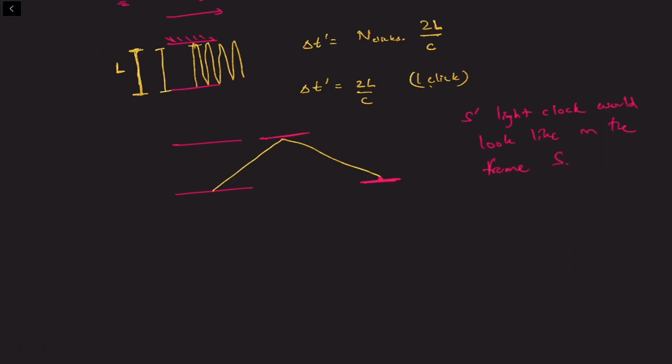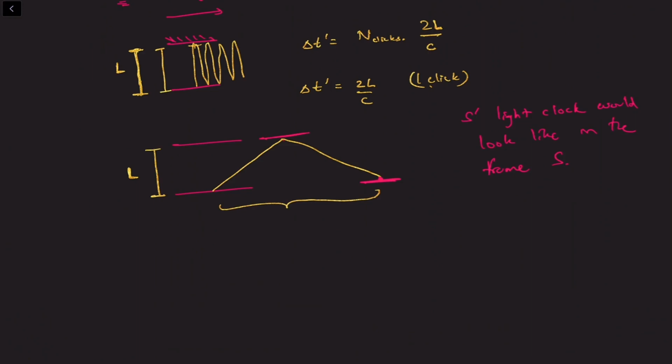Okay, and remember that in the perpendicular direction L, the length of the light clock perpendicular to the direction of relative motion would be exactly the same. So both observers would agree that in the perpendicular direction, the light has to traverse exactly the same distance. However, they disagree on the distance traversed by the light in the horizontal direction.